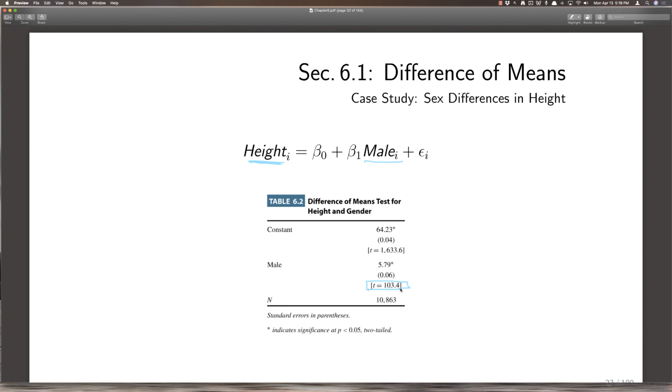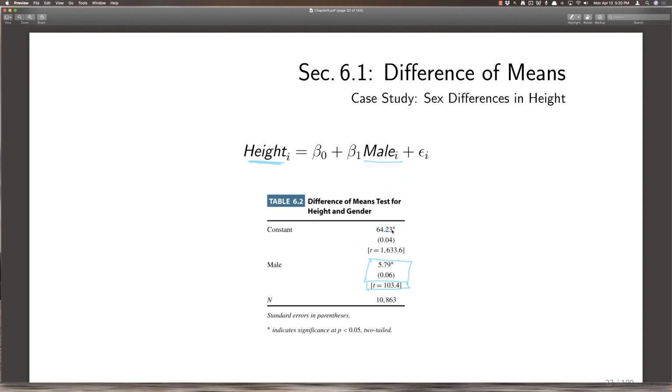So that difference is statistically significant. I mean, this is way bigger than 2, so I can reject the null that the difference in the average height across the two groups is 0. I can reject that null. So now I can go and interpret this. So on average, the males in our sample are 5.79 inches taller than the average female in the data set.